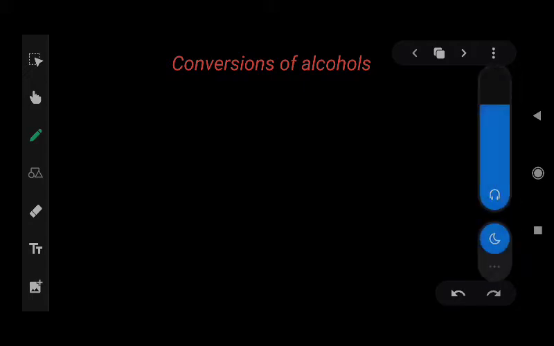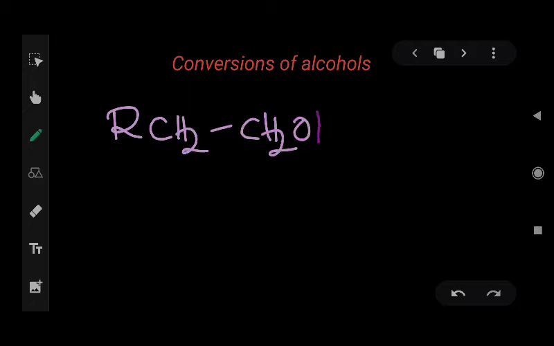Hi students, today we will discuss the various conversions of alcohols. It means we are converting the functional group alcohol into different functional groups like alkane, alkene, alkylamine, carboxylic acid, and aldehyde. We are starting with an alcohol.